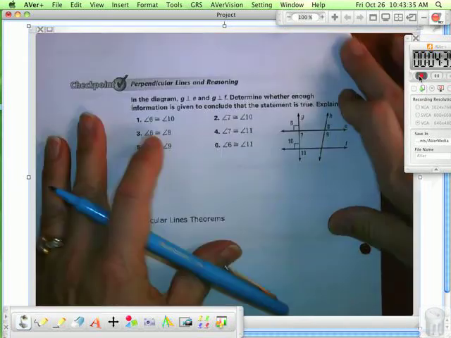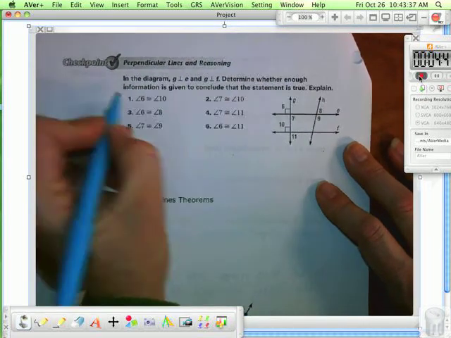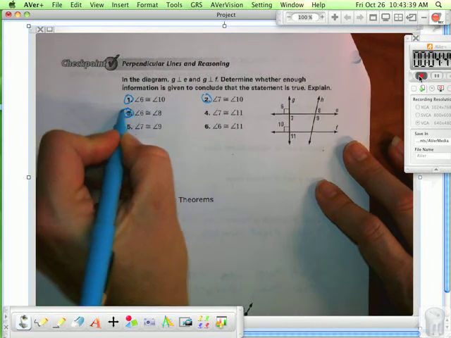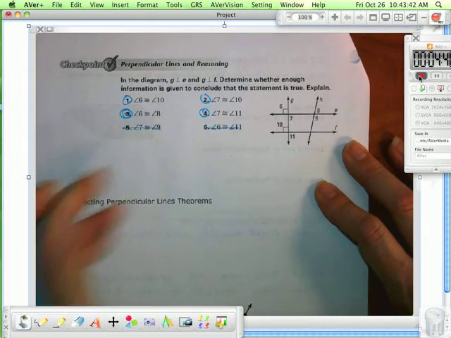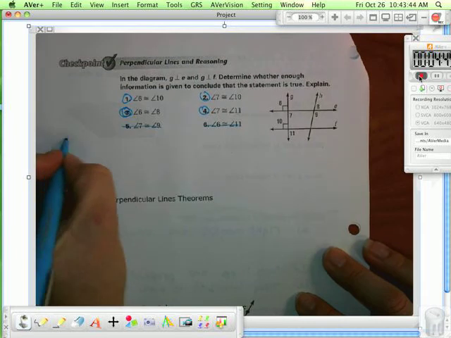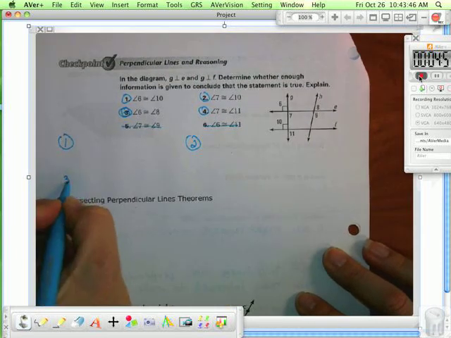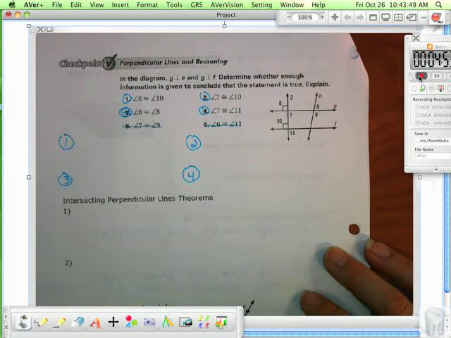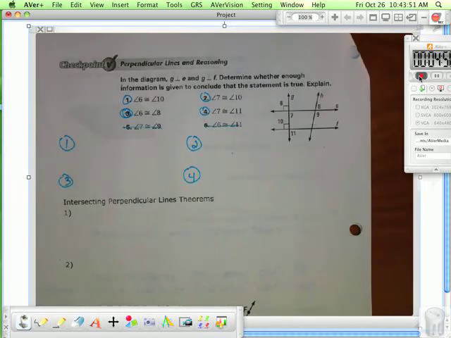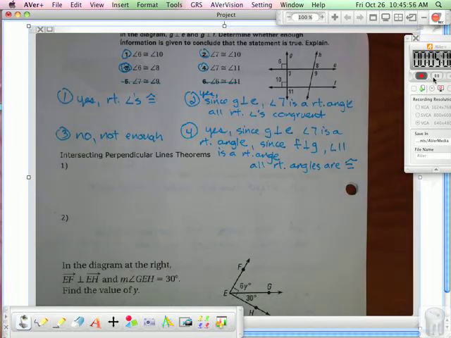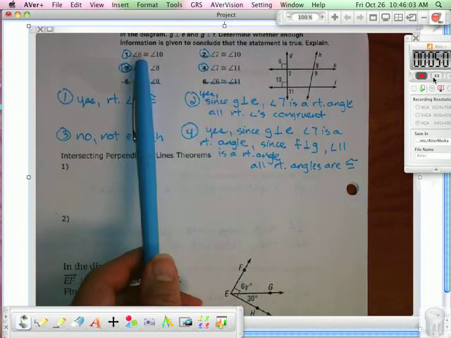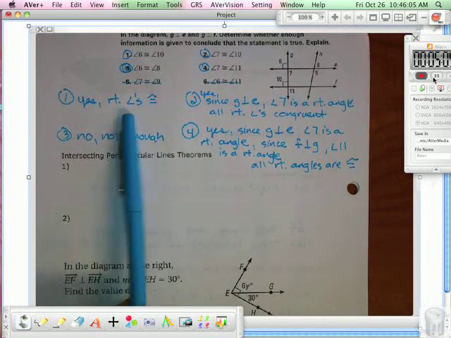On your own, I want you to take a minute to answer 1, 2, 3, and 4, just like we just did. You don't have to do 5 and 6 because they're kind of redundant. Practice what we just talked about. Here's my reasoning. Maybe it's similar to yours. You might have written it slightly different. But for number 1, angle 6 is congruent to angle 10. We know that because they are both right angles and right angles are congruent. Just had to write a little short statement there.